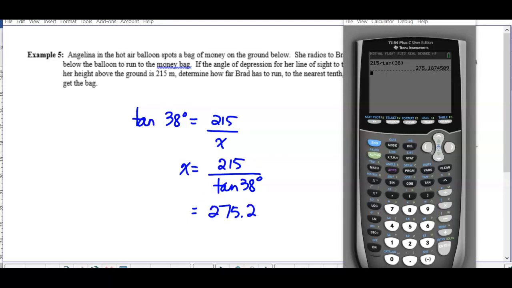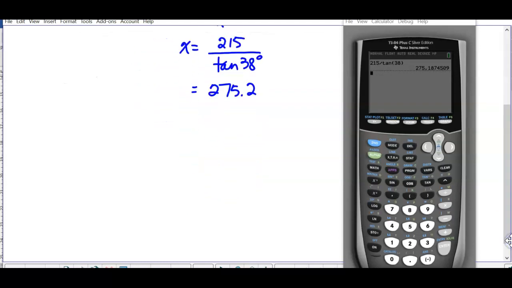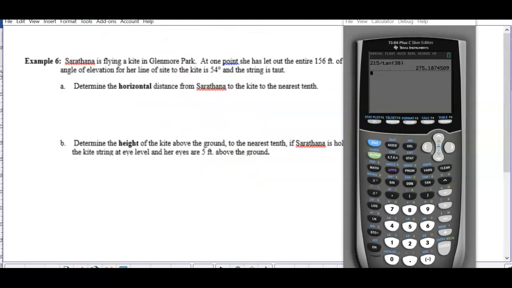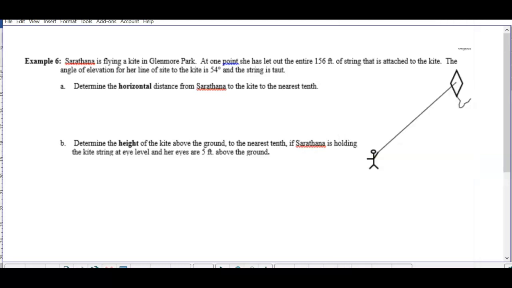Okay, and then let's go to the next question. Example 6. Sarathana is flying a kite in Glenmore Park. At one point, she has let out the entire 156 feet of string that is attached to the kite. So that's 156. The angle of elevation for a line of sight to the kite is 54 degrees, and the string is taut, which means it's tight.